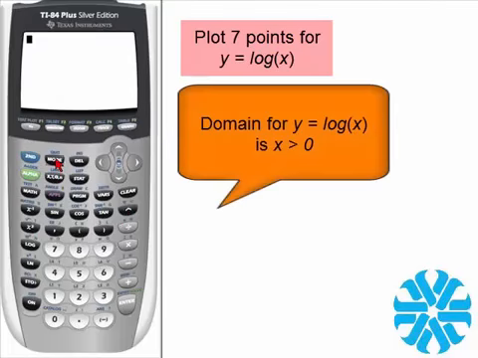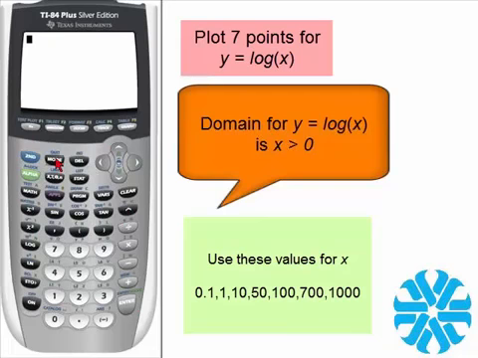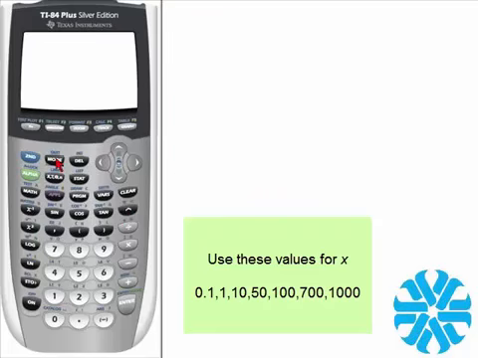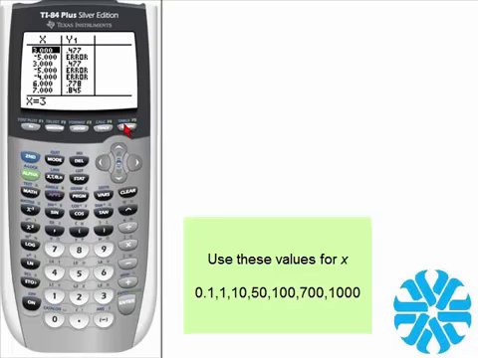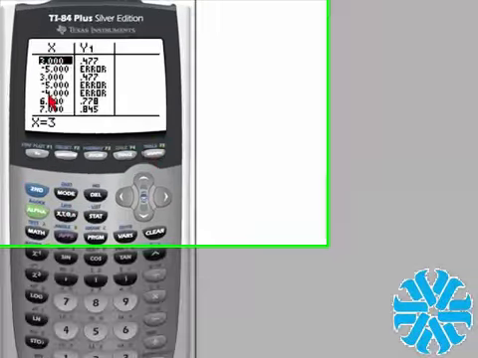Alright. The domain for the log of x is that x must be greater than 0, so we will choose 7 values for x that are greater than 0. You can pick any values, but let's choose these values: 0.1, 1, 10, 50, 100, 700, and 1000. Okay? So let's go ahead and go to the table button, so second function and then table. Alright, let's delete all of these values out of here.